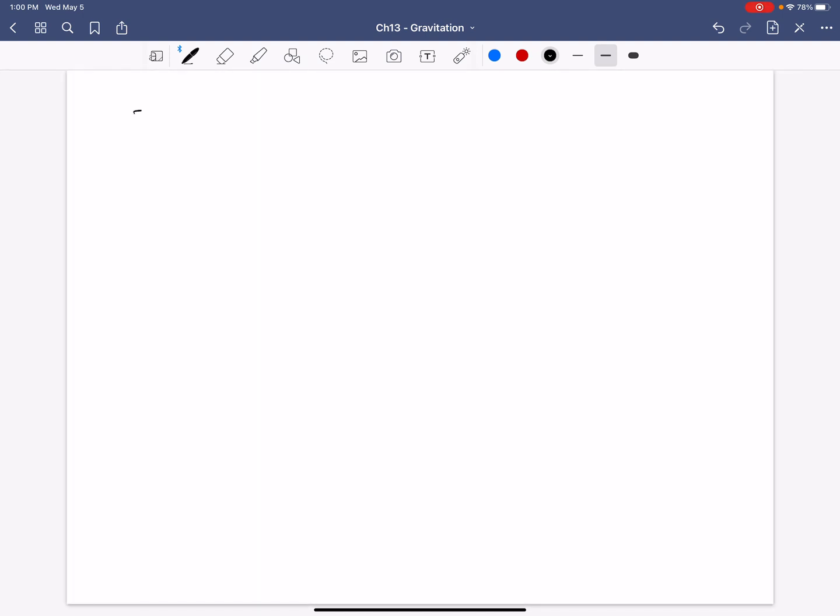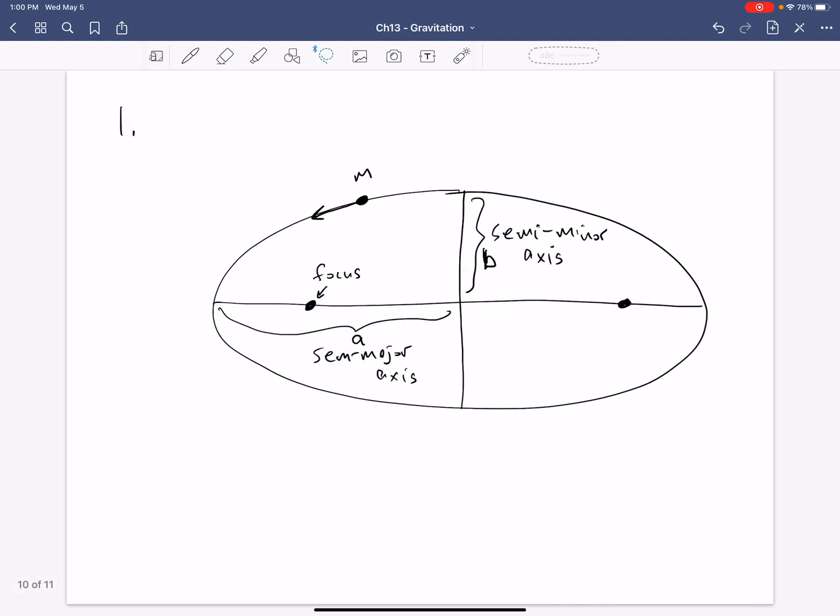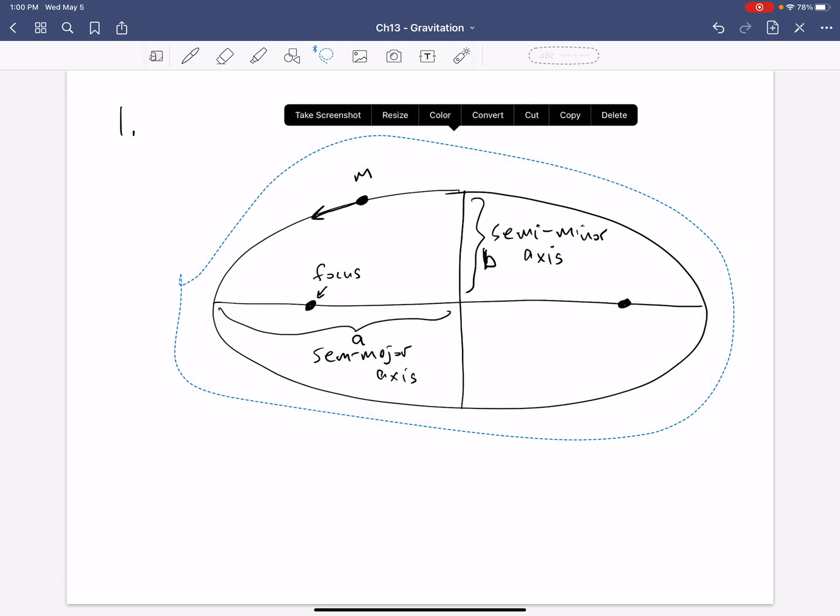Law number 2 deals with the motion in that ellipse. So actually, let me copy and paste this onto the next slide.